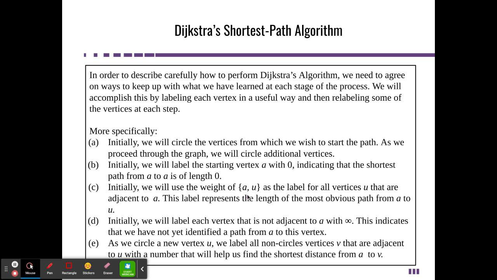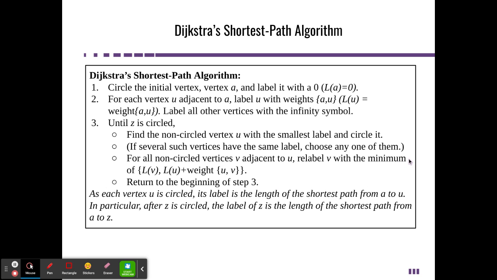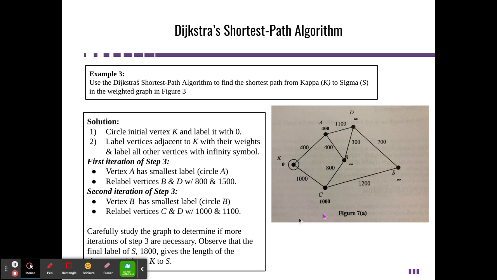Then we look at all the adjacent vertices and put their links to that vertex, and then continue this process. And so here it is broken down with symbolism. So here we go. Let's take a look at it.